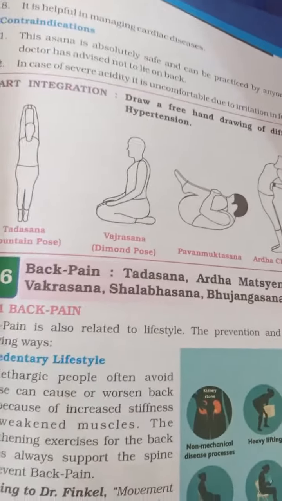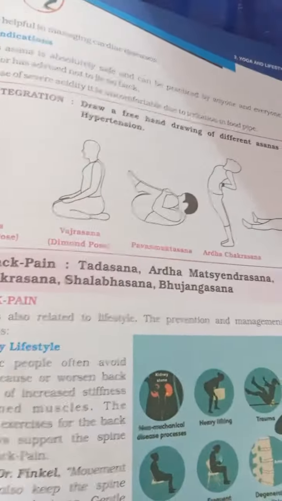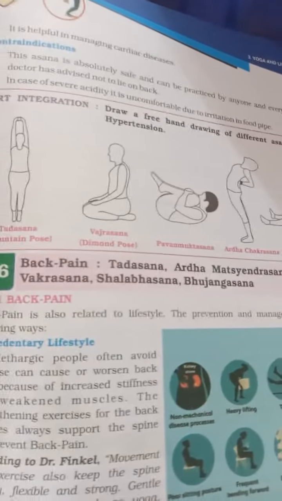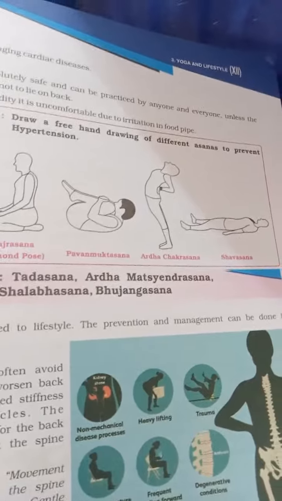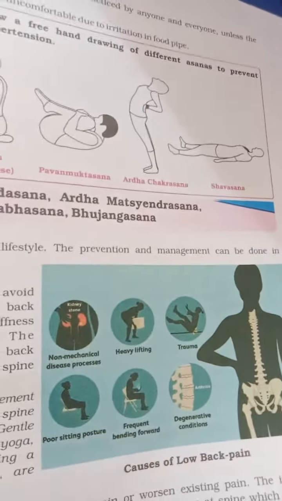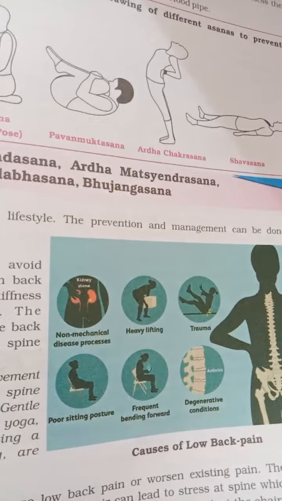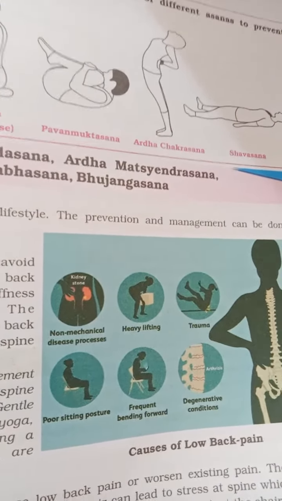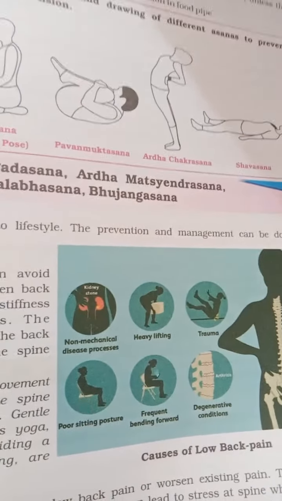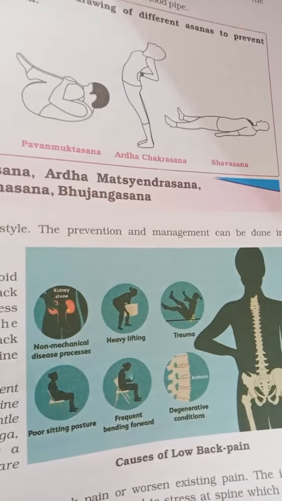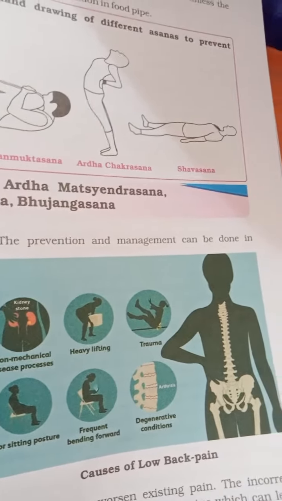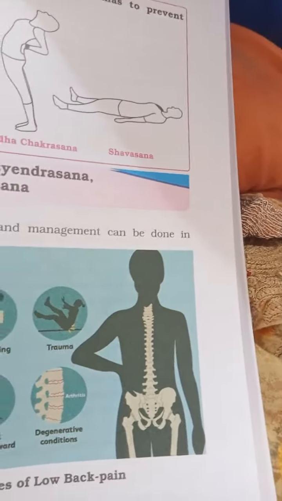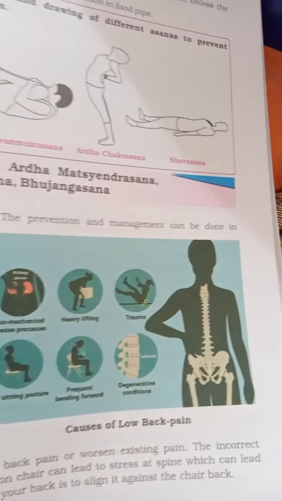Okay, this is how to reduce back pain. For this also: Tadasana, then Ardha Machendrasana, Vakrasana, Salabhasana, Bhujangasana. These are the asanas to reduce your back pain. Back pain can happen due to non-mechanical disease process, heavy lifting, trauma, poor sitting posture, frequent bending forward, and degenerative conditions. So these are the recent causes of low back pain.